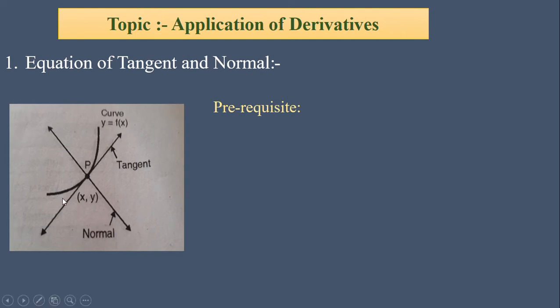See in this figure, if the curve y equal to f(x) is given, any type of curve it is, and a line touches that curve at a single point P, then that straight line is called a tangent. And a line which is perpendicular to the tangent and also passing through the same point P is called the normal.